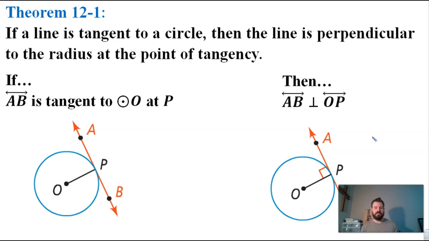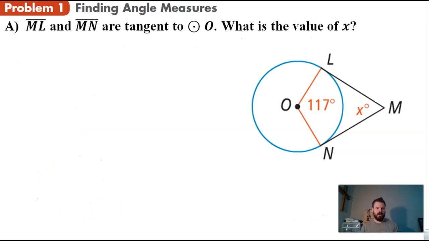It might not seem like a big deal right now, but like I said, what we're going to do is show you a whole bunch of things we can figure out about circles based on that one property. The first one we'll look at is finding some angle measures.